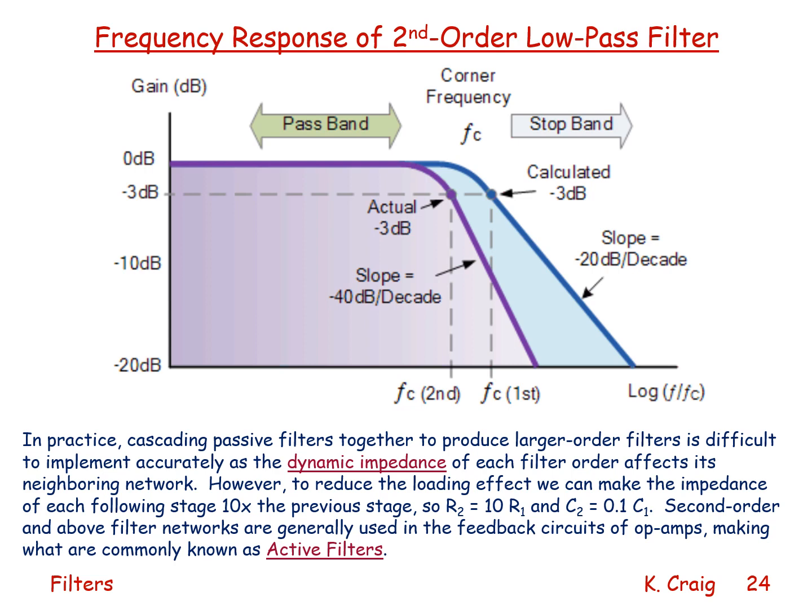But you can also reduce this loading effect by making the impedance of each following stage 10 times the previous stage. So in this case, R2 should be 10 times R1, and C2 should be 1/10 of C1. Second order and above filter networks are generally used in the feedback circuits of op amps, making what are commonly known as active filters. So we usually create higher order filters by making them active with op amps.